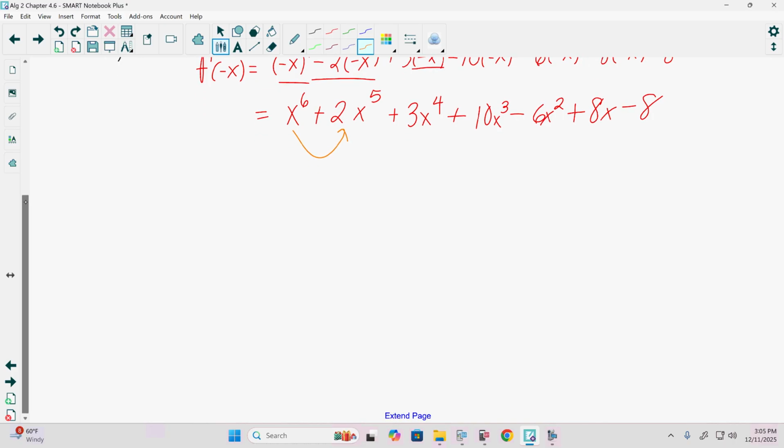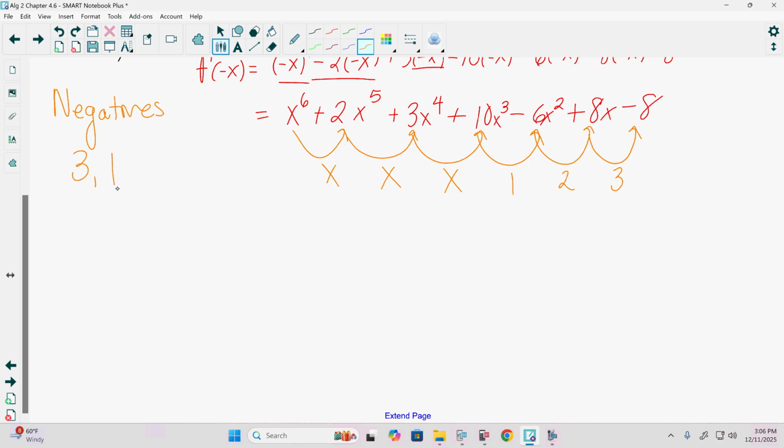And now that we have that done, we're going to count the sign changes. X to the 6th to x to the 5th. Does the sign change? X to the 5th to x to the 4th. X to the 4th to x cubed. No. X cubed to x squared. Yes. X squared to x. 2. X to our constant. 3. So our negatives, the most we could have is 3, or an even number less than it, 1.